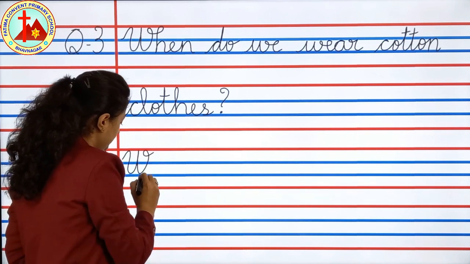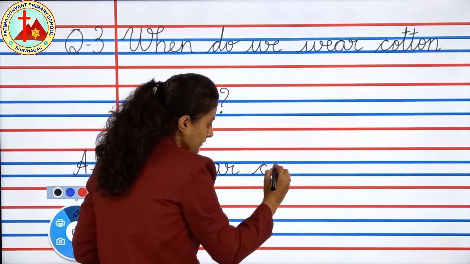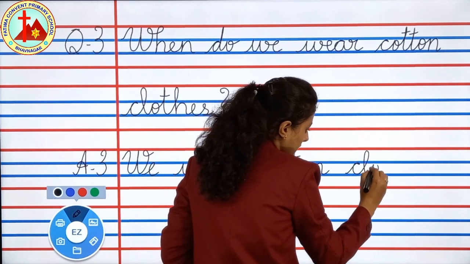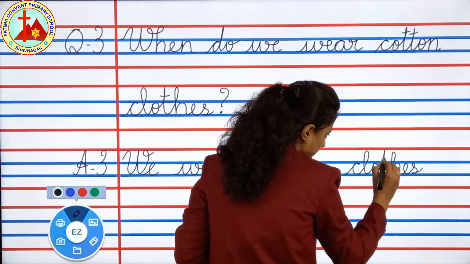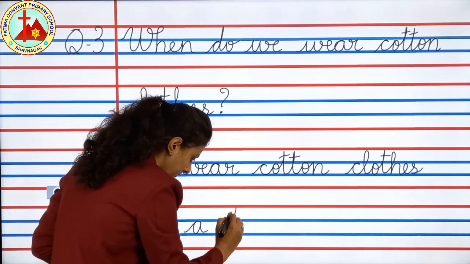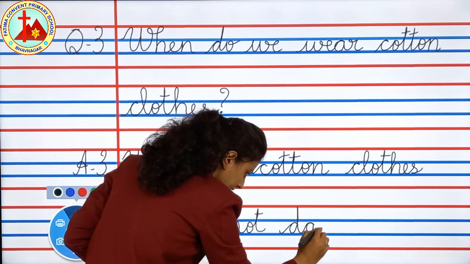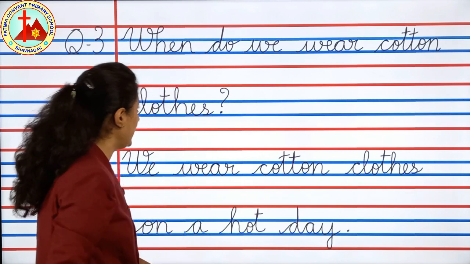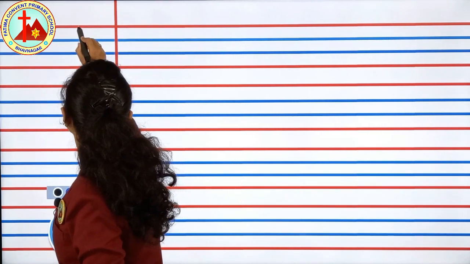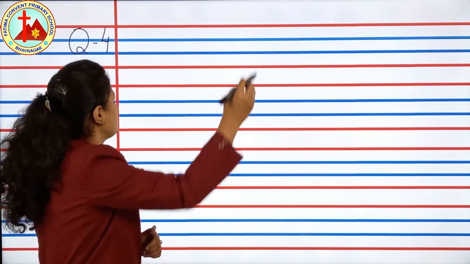We wear cotton clothes on a hot day. And a full stop at the end. When do we wear cotton clothes? We wear cotton clothes on a hot day. Next is question 4. Question 4 is, when do we wear woolen clothes?